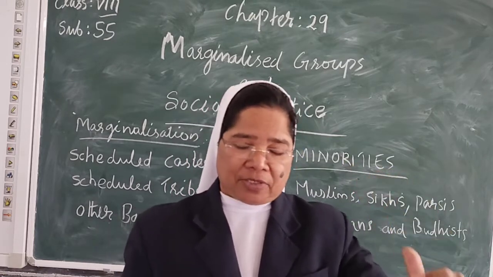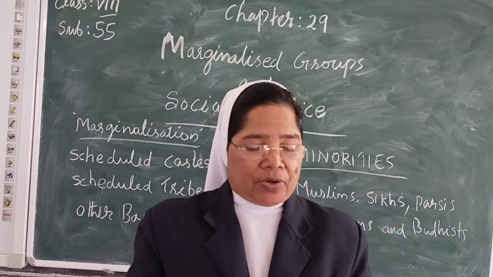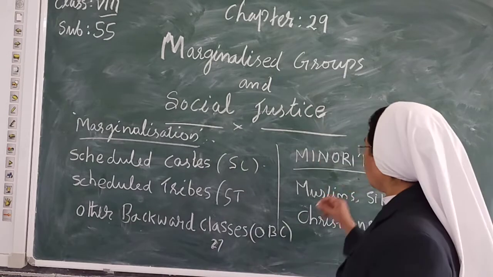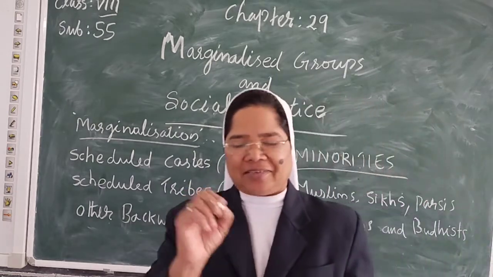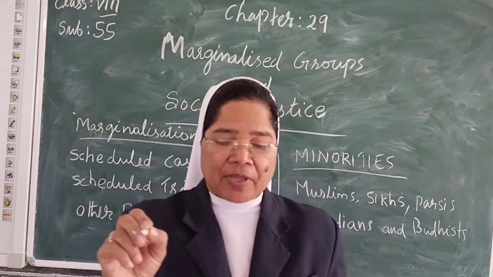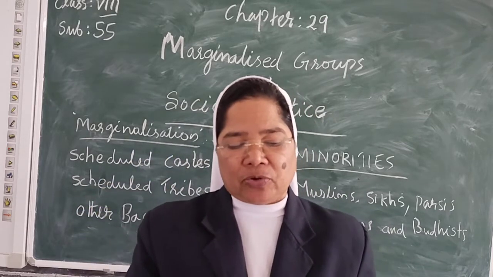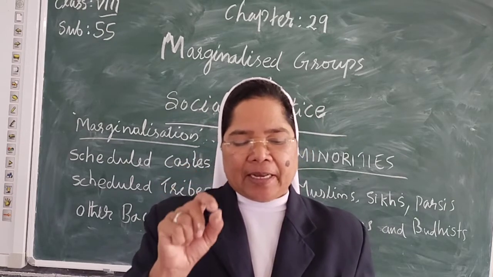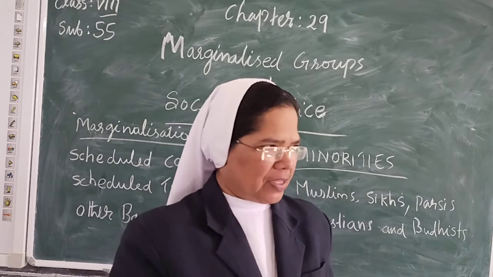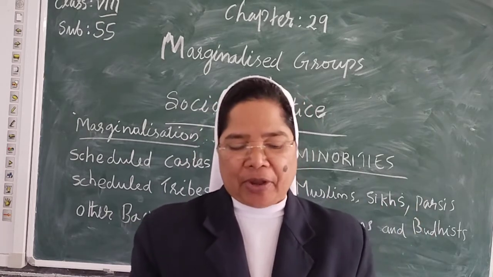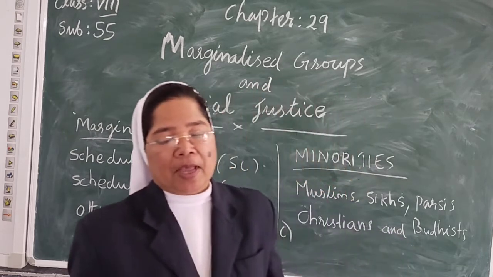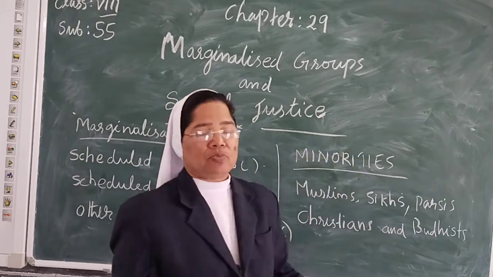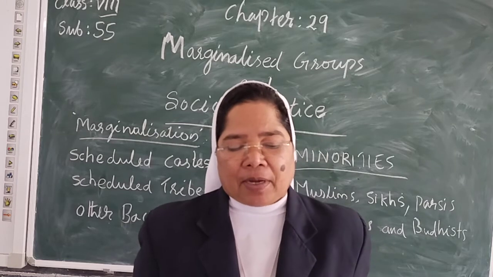So now we have covered scheduled tribes, scheduled castes and the other backward classes, OBC. Now let us go to the minorities. What are minorities? The term minority is commonly used for those communities who are small in number in comparison to the rest of the population. A small group is a minority, a small number in comparison to the rest of the people.